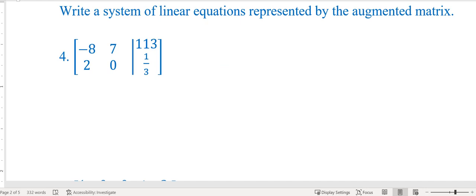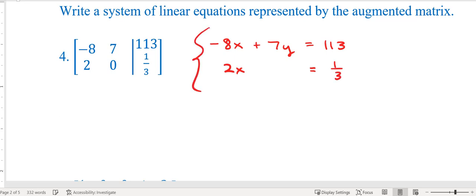Okay, for the next example, write a system of linear equations represented by the augmented matrix. Now we're going to go backwards. Let's read off line number 1: negative 8x plus 7y equals 113. Then 2x plus 0y, I don't have to write that because that's understood, equals 1/3. There's my system.